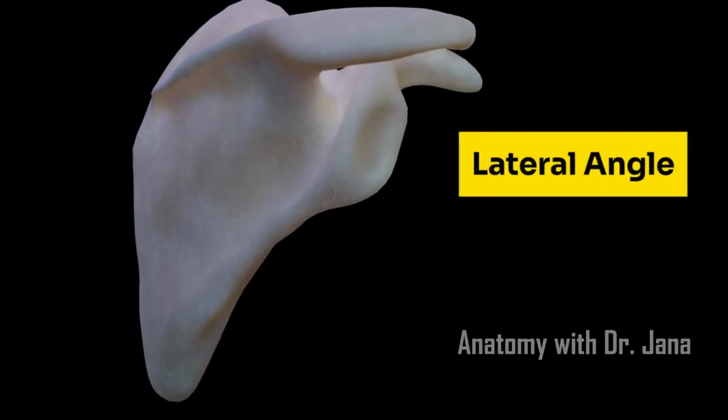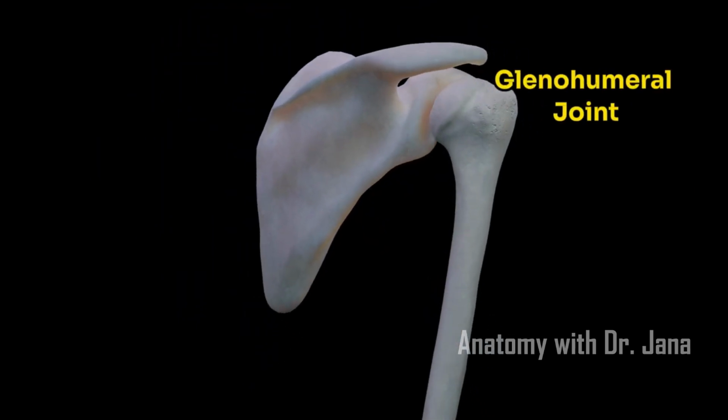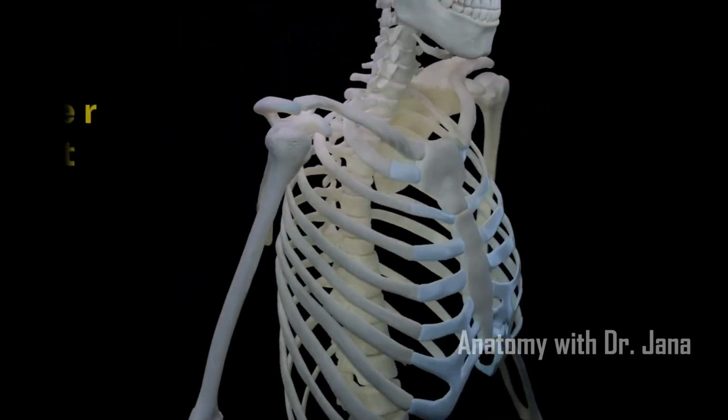Coming to the lateral angle. The lateral angle has the glenoid cavity, which articulates with the humerus to form the glenohumeral joint, also called the shoulder joint.